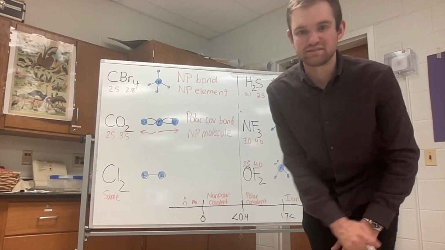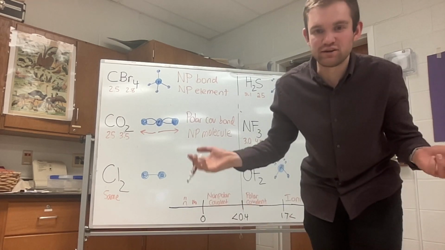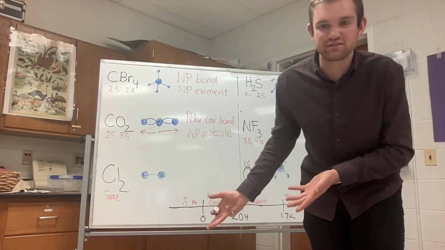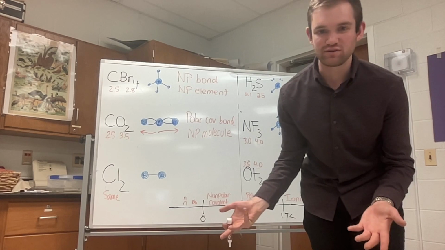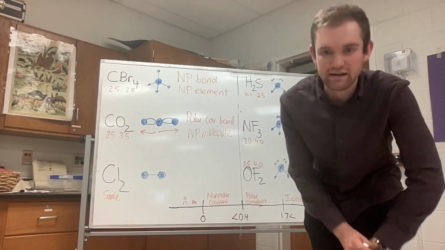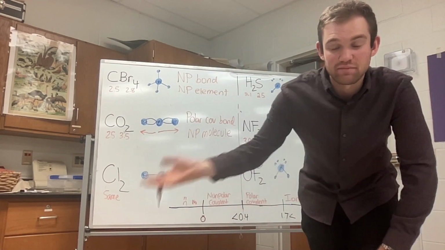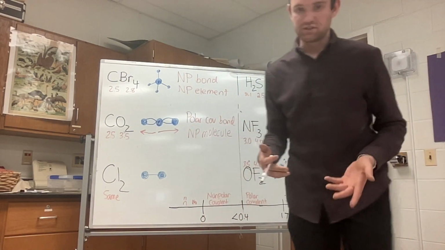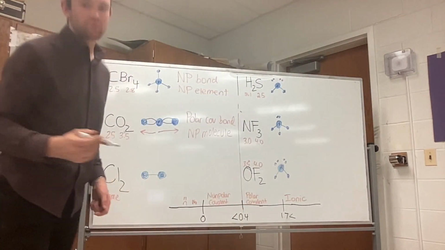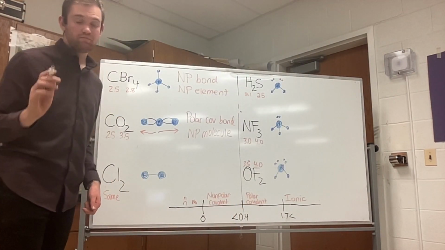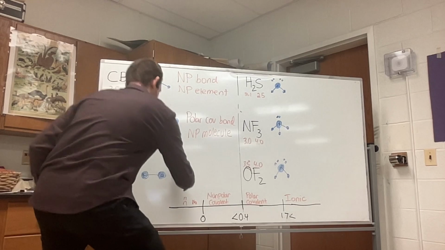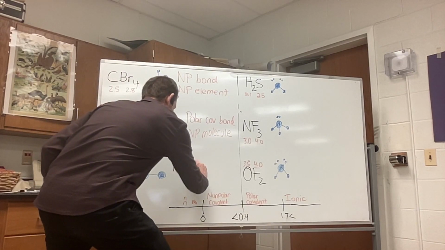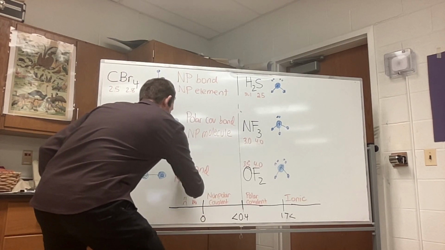Let's look at the next one, Cl2. Well, Cl2 is a Cl and another Cl. What's the difference of electronegativity? I didn't even bother writing the values. Cl is the same as Cl. Where does the electron want to go? It doesn't know. It's going to be equally shared. So for Cl2, I am going to be nonpolar for both bond and molecule. I'm a nonpolar bond and nonpolar molecule.